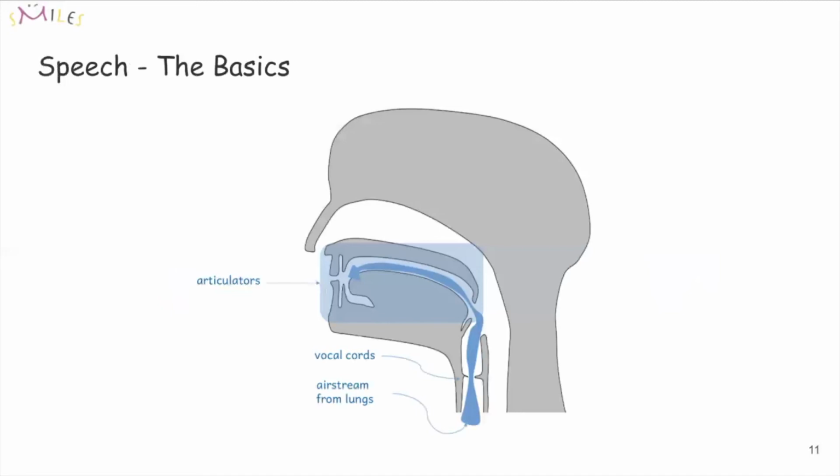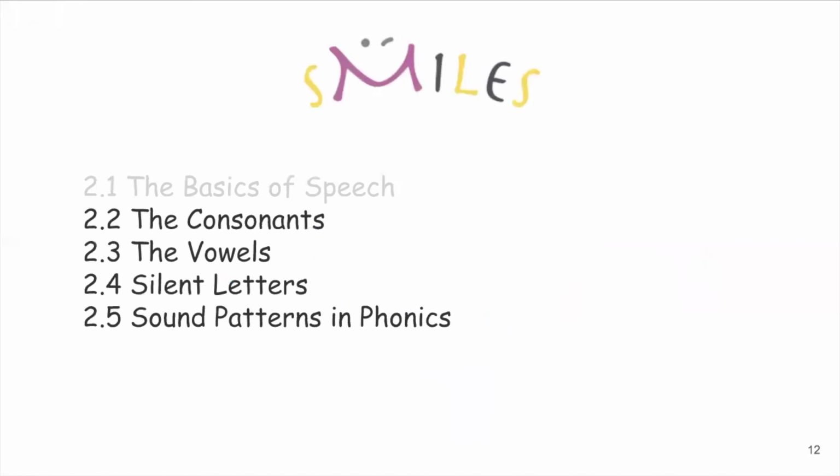In summary, speech begins in the lungs. An airstream is forced upwards. It passes through the vocal cords and the mouth, each of which contributes an element of sound that allows us to form all the individual sounds of speech. In the following presentations, the formation of consonants and vowels will be explored separately and in more detail. This concludes the introductory presentation of this series.